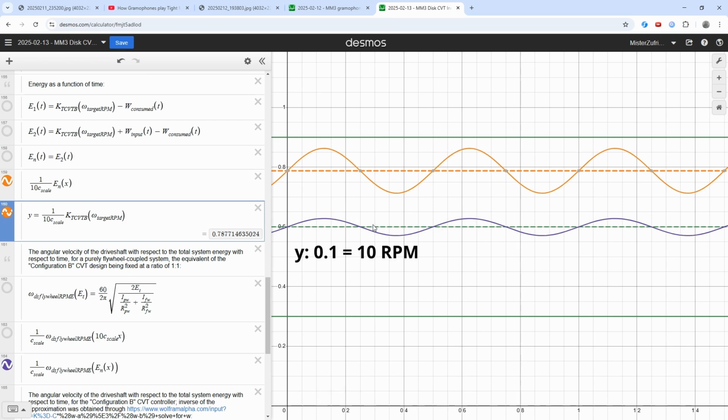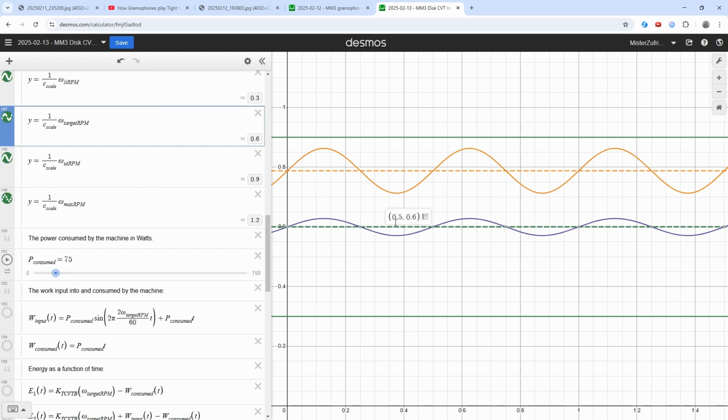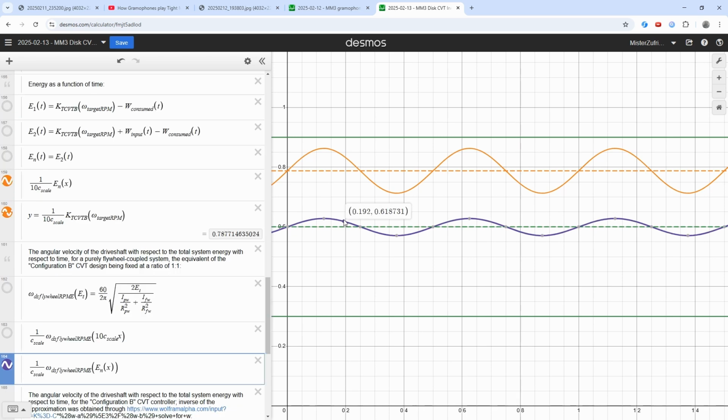Then, we have the driveshaft speed as a result of that changing system energy, the initial and target speed being shown by the green dashed line. The purple curve is for the case of the flywheel with fixed gear ratio, whereby the speed fluctuates rather much.